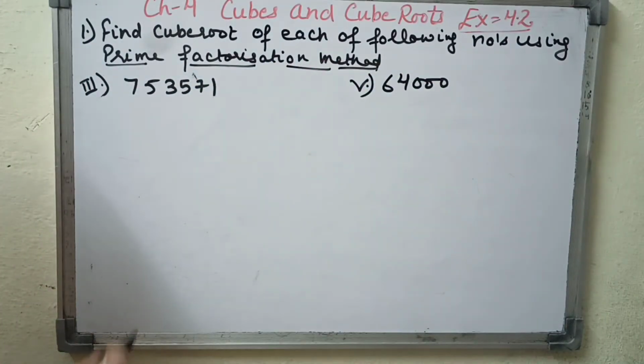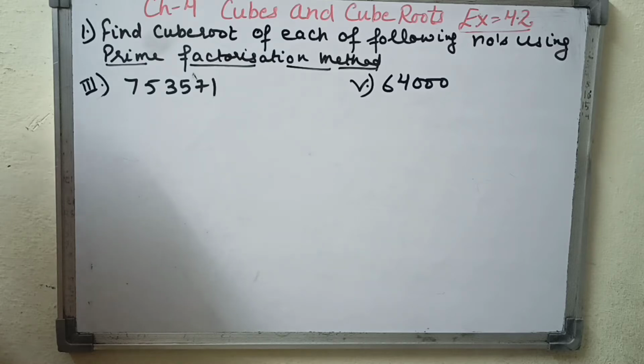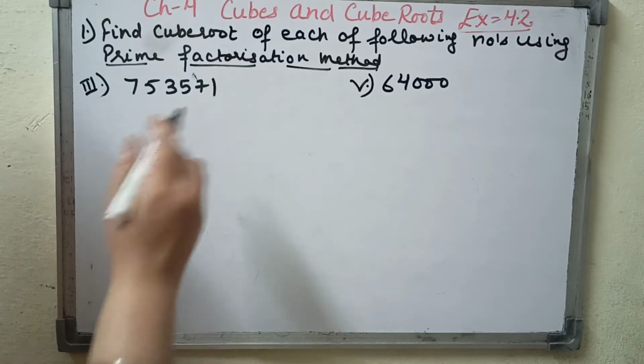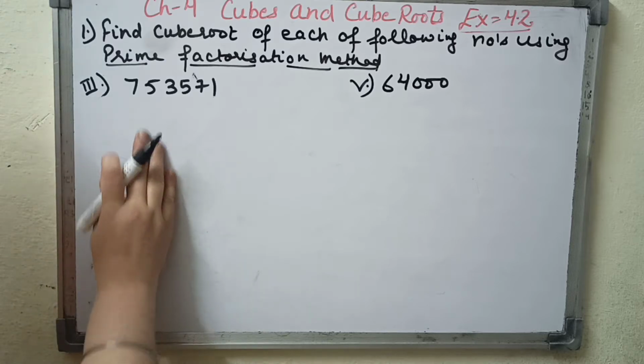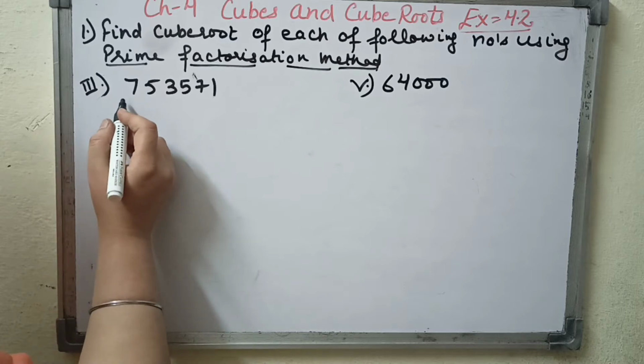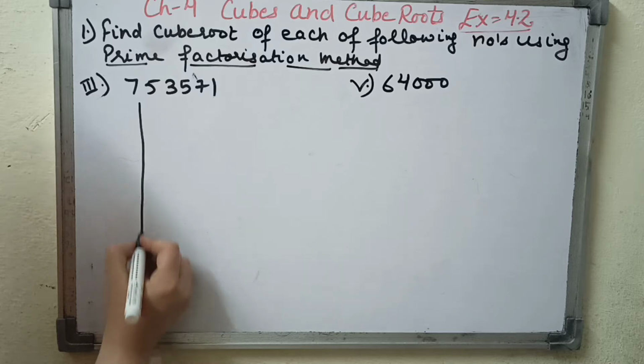Now, sum number 1 of exercise 4.2 is: find the cube root of each of the following numbers using the prime factorization method. In the square root chapter, we already discussed this method. In the square root, we make pairs of two numbers. Now here, we make groups of 3 numbers. But first, we have to reduce this number into prime factors.